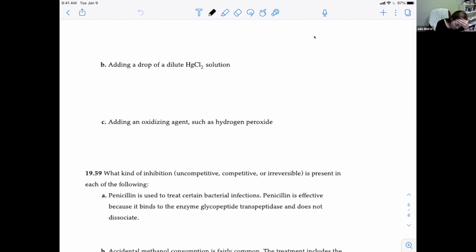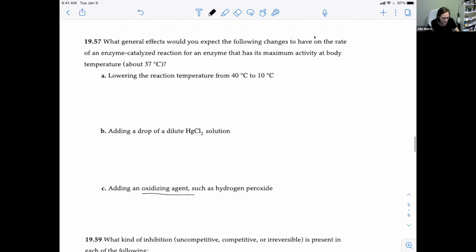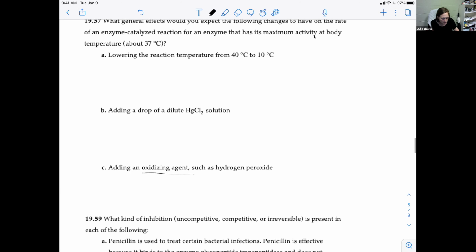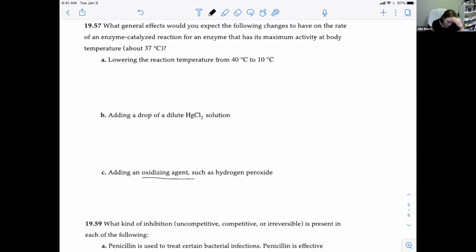Okay, so oxidizing agents tend to be very reactive. There are all different kinds, such as hydrogen peroxide. If they're very reactive, then what could they do in the active site of an enzyme? Would it denature the enzyme?